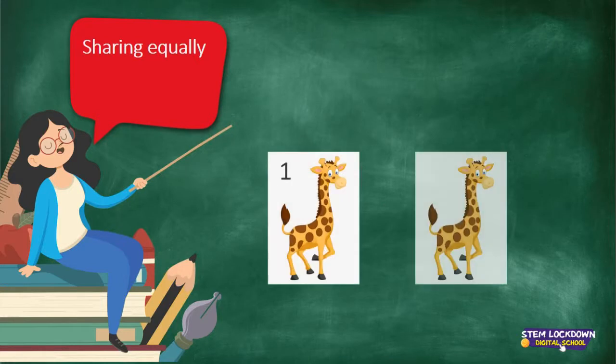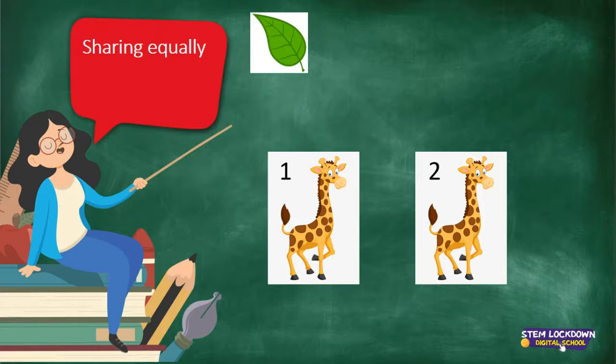Let's have a look and see. What do we have here? We've got two giraffes. And what is at the top? It's green. What is that? A leaf. Yes, a leaf. And what do giraffes eat?